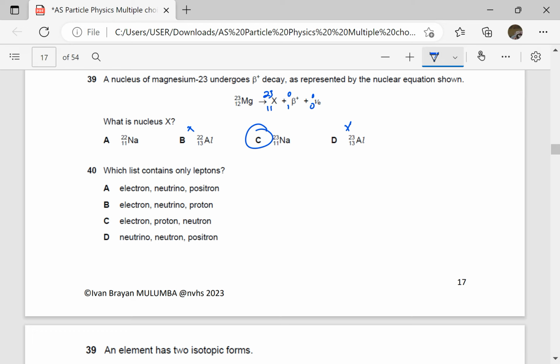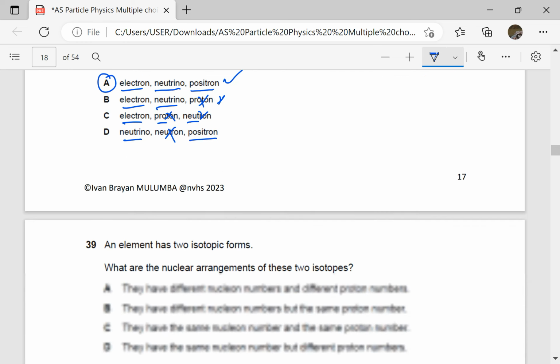Which list contains only leptons? We go through the list: electron, neutrino, positron. Those are leptons. Electron, neutrino, proton. The proton is not a lepton. Electron, proton, neutron. Proton and neutron are not leptons. Neutrino, yes. Neutron, no. Positron, yes. So the answer is going to be A.